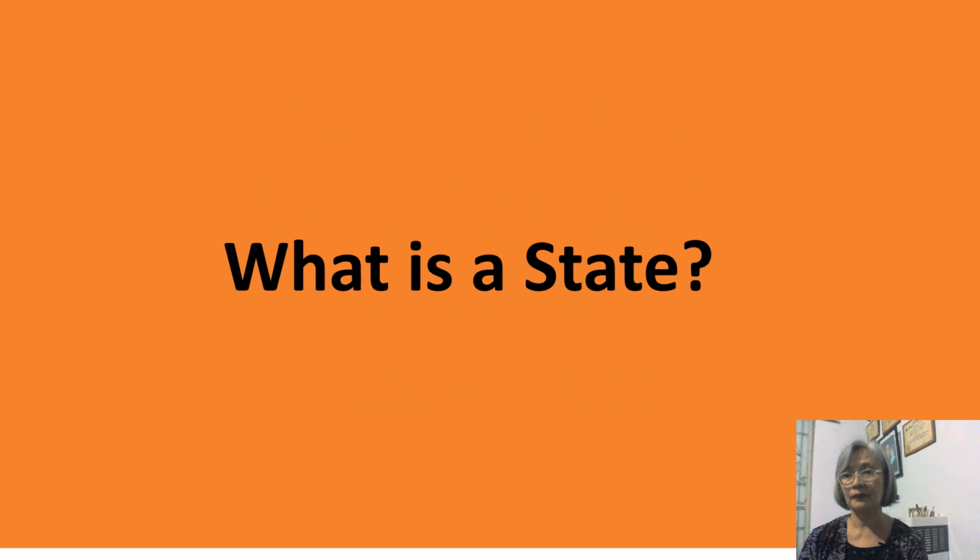Good day, everyone. Today we're going to study the definition of the state. Ayoko munang simulan yung discussion natin based on the power of taxation or defining what taxation is, although that is our subject matter. Gusto ko munang ipaliwanag sa inyo kung ano ba talaga ang source ng power of taxation. So, magsimula muna tayong pag-aralan kung paano nagkakaroon ng power of taxation ng isang estado.